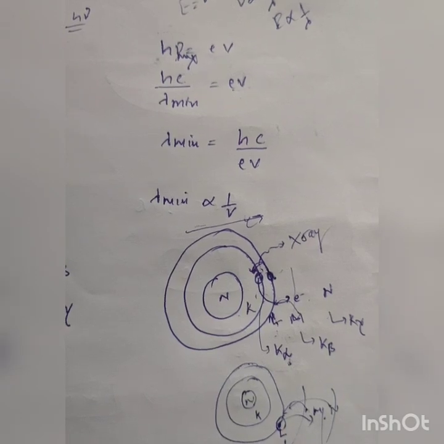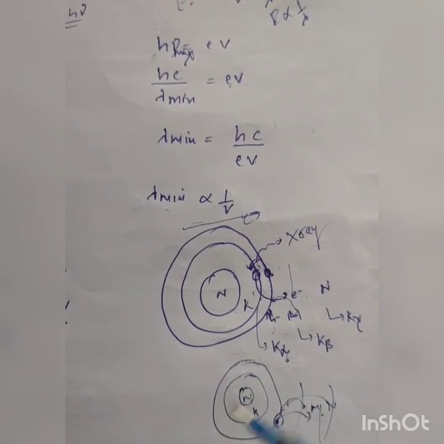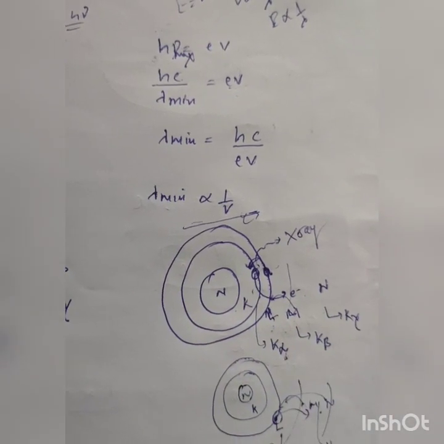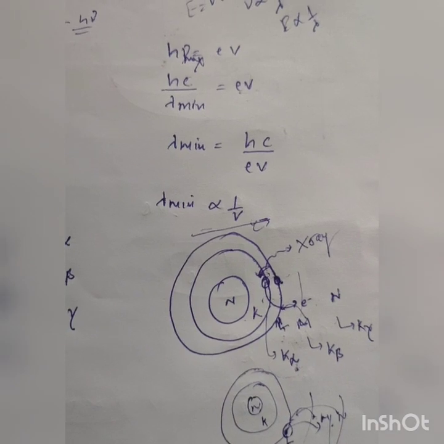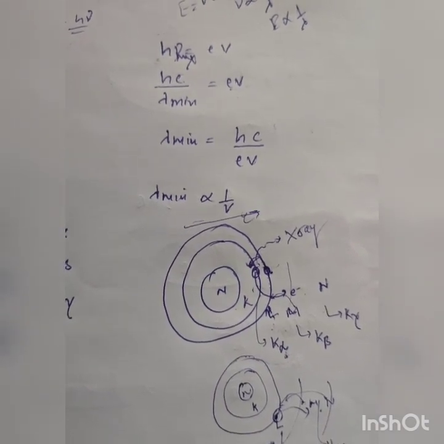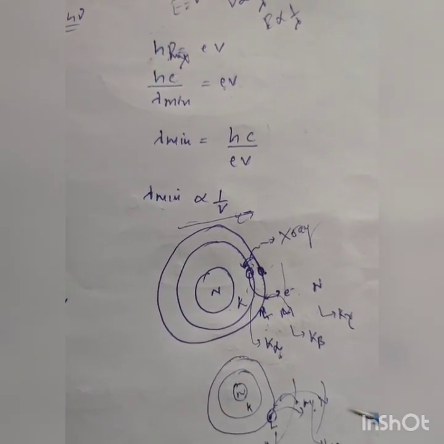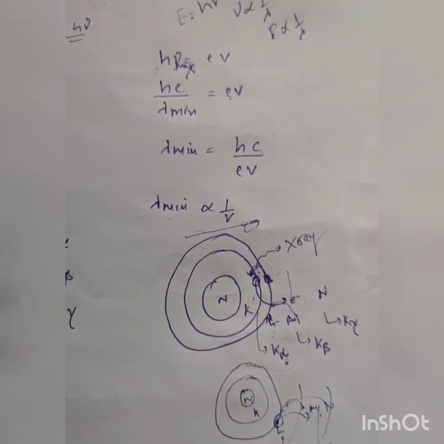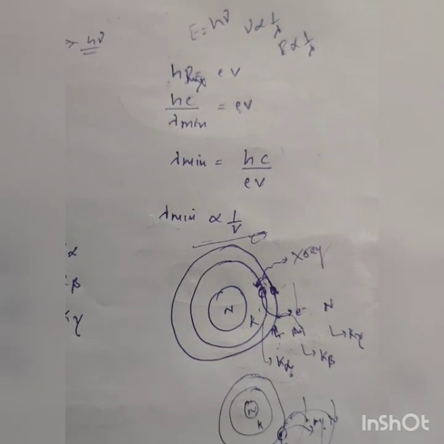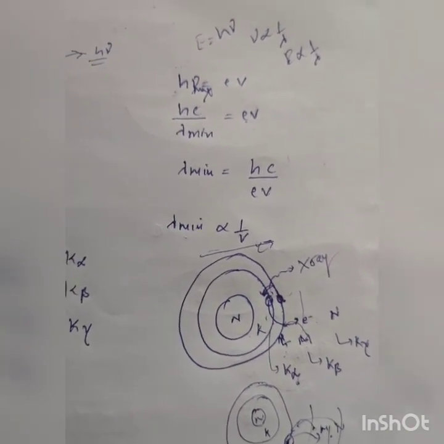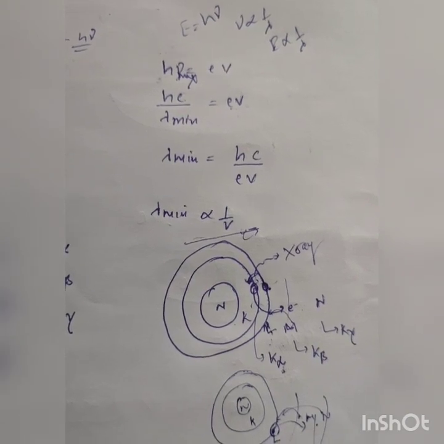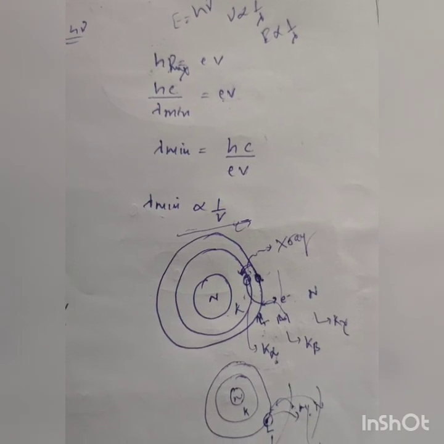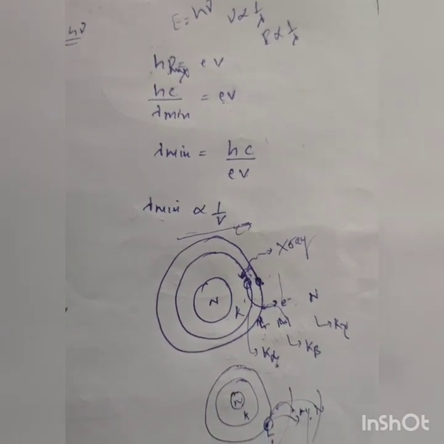Also, the energy difference between these shells is minimum. Therefore, the energy and frequency of K alpha X-ray is minimum. K alpha rays have minimum energy and minimum wavelength, but frequency and intensity are maximum. So we can say that the wavelength of characteristic X-rays in the L series is longer than the K series due to the decrease in energy of the higher shell.